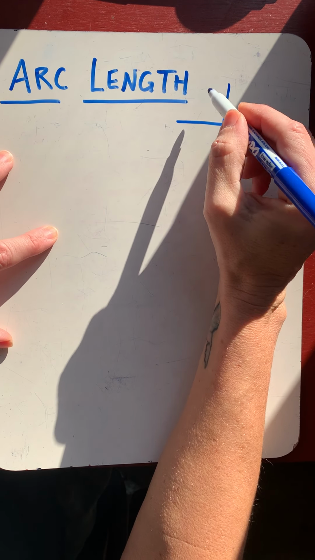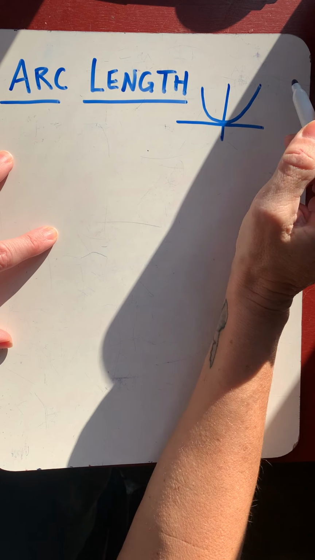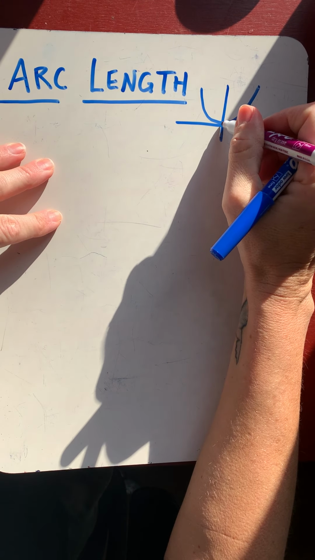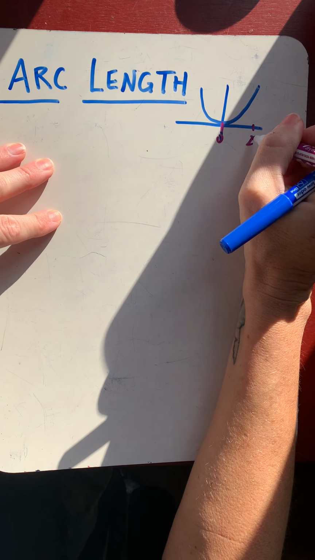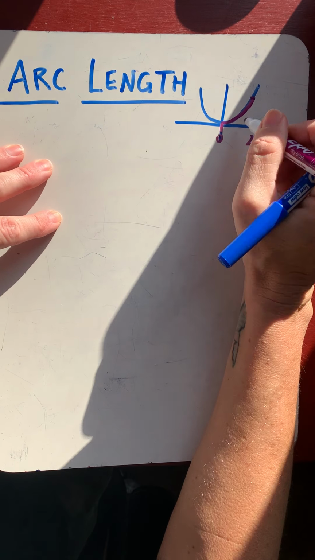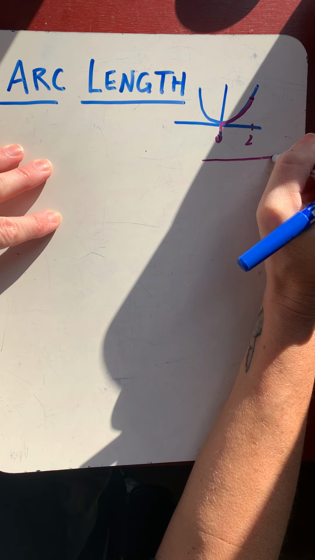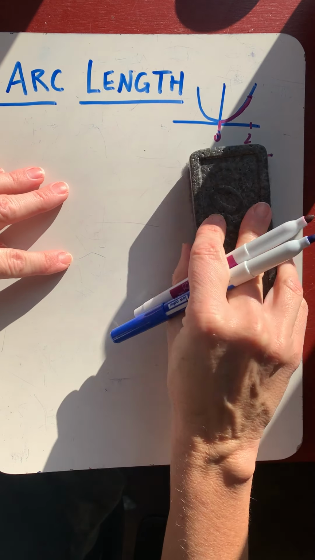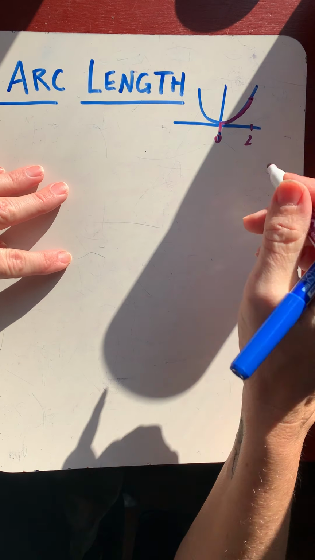So let's say we have a parabola. How do I find out how long the arc is, let's say from 0 to 2? Literally, how long is that? If I were to trace this with a string and then measure how long the string is, how long is that arc?